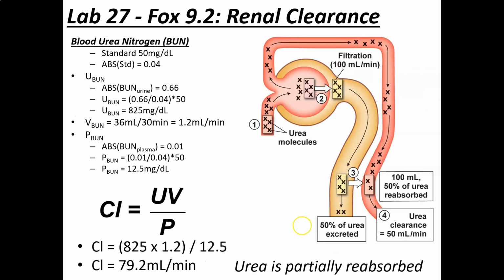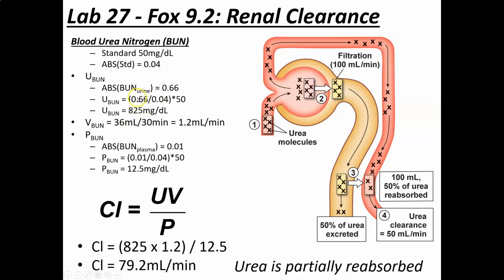So let's get to our data. So again, this is a quick review of it. So for the BUN, the blood urea nitrogen, we had a standard concentration of 50 milligrams per deciliter. We had an absorbance of that standard at 0.04. When we measured the absorbance of BUN in the urine, it was 0.66. Putting that into Beer's law, using the standard absorbance and standard concentration, it comes out to 825 milligrams per deciliter.